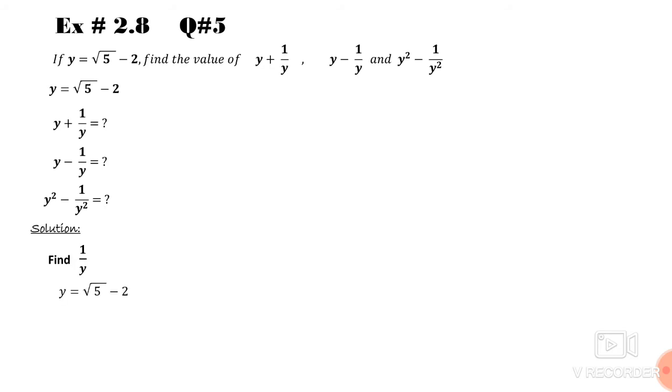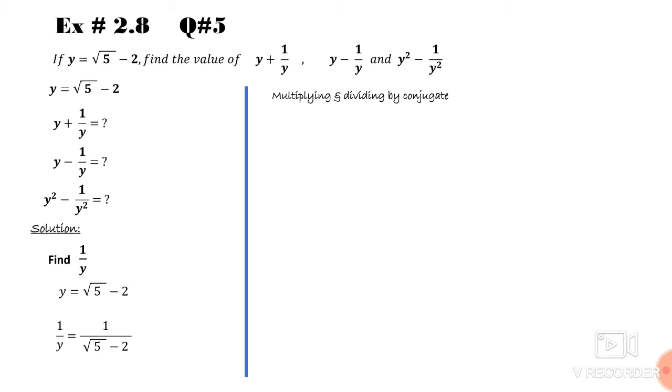Y is equals to square root 5 minus 2. Reciprocating both sides, we will get 1 upon y is equals 1 upon root 5 minus 2. Again, this is the value of 1 upon y, which we cannot use further because we have radical sign in the denominator. To remove the radical sign from the denominator, we will rationalize it. To rationalize it, we have to multiply and divide by conjugate. Conjugate will be square root 5 plus 2.